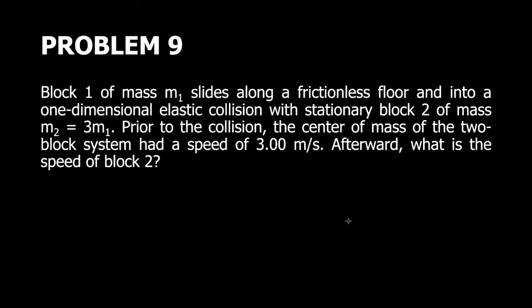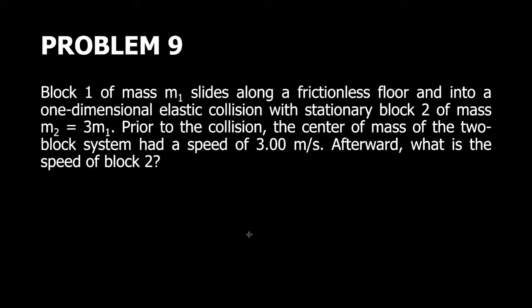Okay, for our problem number 9, block 1 of mass m sub 1 slides along a frictionless bar and into a one-dimensional elastic collision with stationary block 2 of mass m sub 2 equals 3 m sub 1. Prior to the collision, the center of mass of the two-block system has a speed of 3 meters per second. Afterward, what is the speed of block 2?